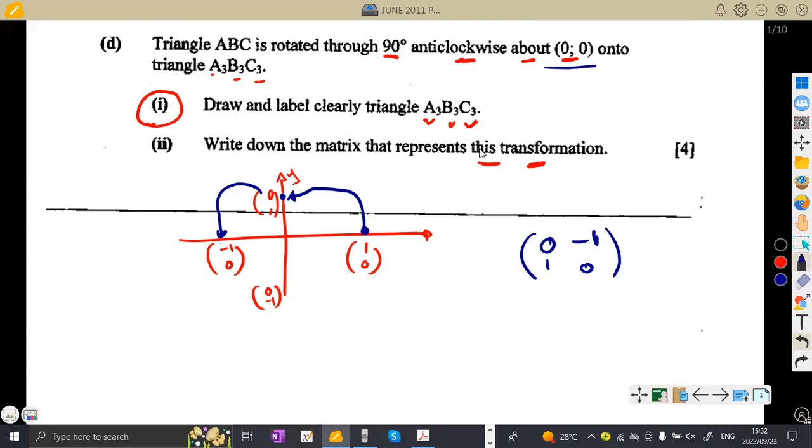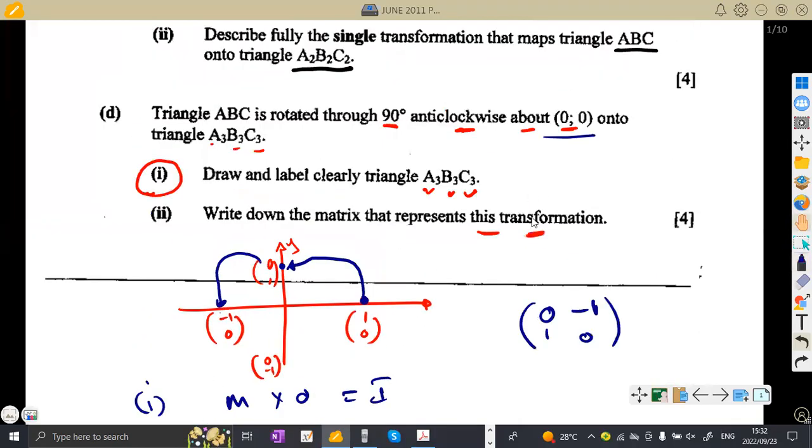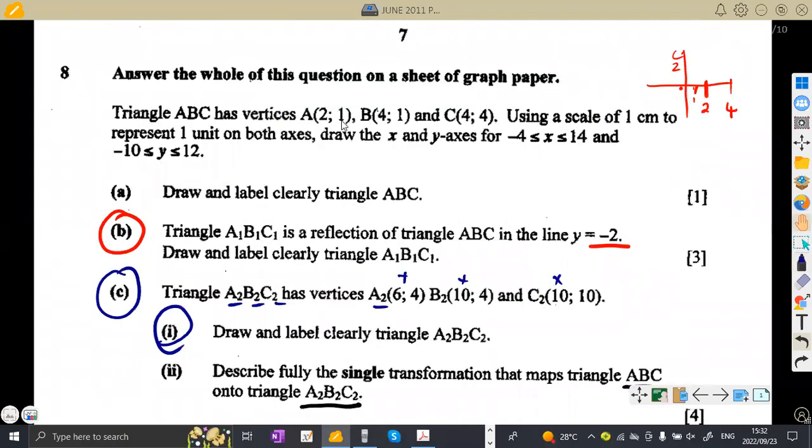Why? Because the center is 0, 0, you know that to find the image, matrix times object should give us the image. So already the matrix is there, which is 0, -1, 1, 0 like this, multiplied by the object. So the object now is that original triangle that you're given, which is ABC. So you just take the coordinates of what?